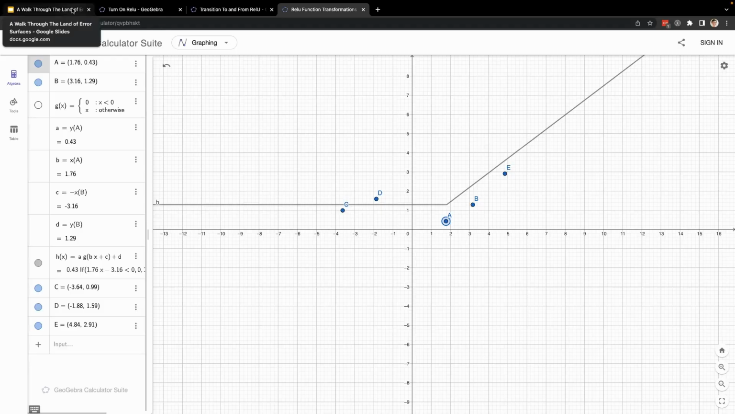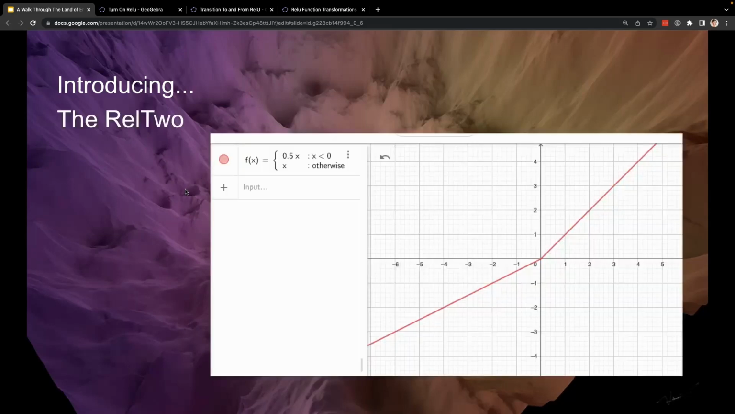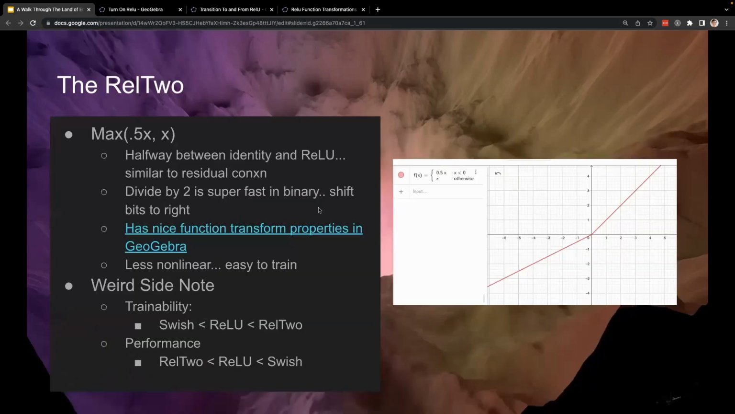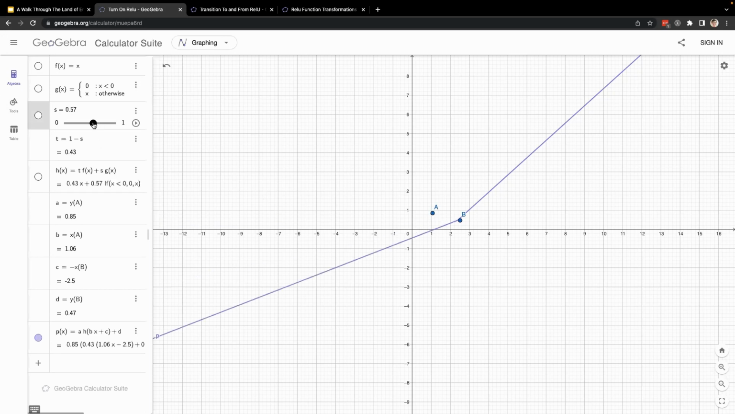Okay. If you want. So here's that. And so what I wanted to do was find sort of a middle between them. And so introducing here for the first time ever, the RelTwo. So what this is, it's a ReLU, but instead of just X, it's half of X. So it's basically halfway between the identity function and the ReLU. Right, so nothing too crazy, right? But I think it works from my little experiment. So let's just go right here and let's turn it on halfway. So this right here is a RelTwo, right?